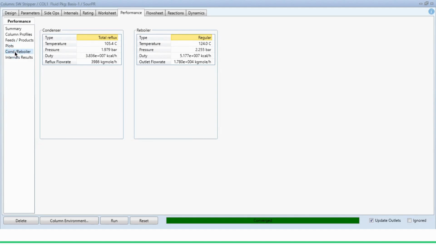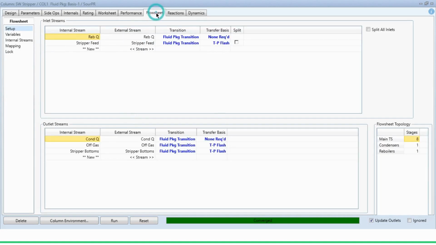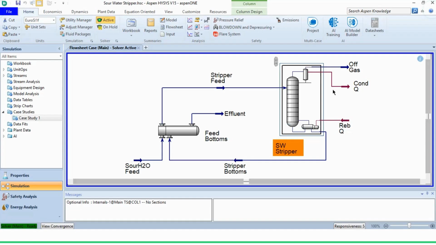If we go to the condenser and reboiler duties, the condenser type is total reflux, whose temperature is 105.4 degrees centigrade, pressure is 1.979 bar, and the duty and reflux flow rate are given. Similarly, for the reboiler, the type is regular, temperature is 124 degrees centigrade, pressure is 2.255 bar, and correspondingly the duty and outlet flow rates are given to us. So this is the overall representation of how to simulate a sour water stripping process using Aspen HYSYS.